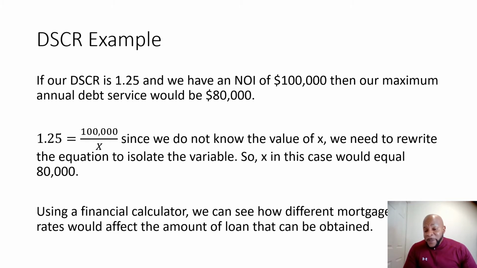Mathematically, if you're a mathematician, you could take the 1.25 and set it equal to your net operating income over your debt service. Since you don't know what the debt service number is, you put an X for that. And since we don't know the value of X, we will need to rewrite the equation to isolate the variable. So X in this case would equal $80,000. Using a financial calculator, we can see how different mortgage rates would affect the amount of loan that can be obtained.